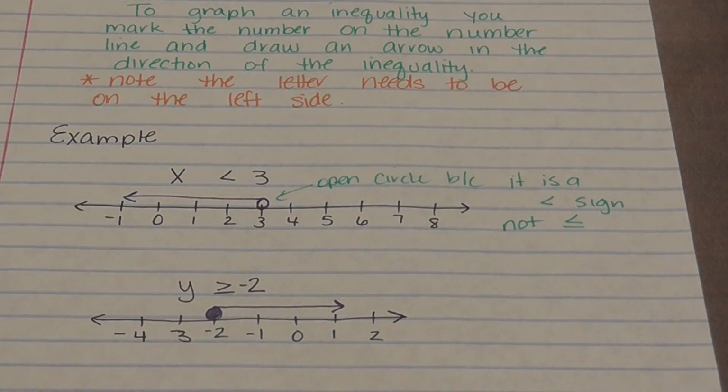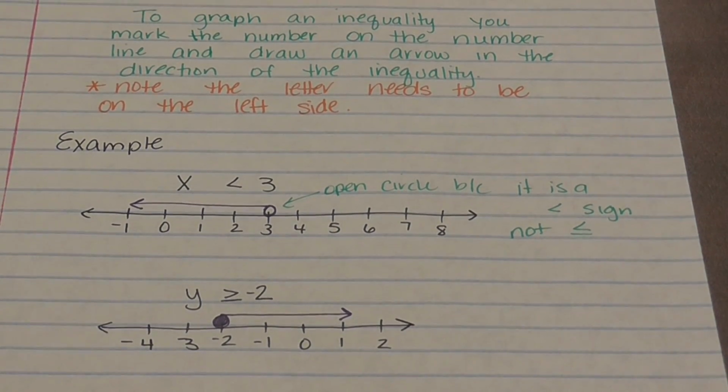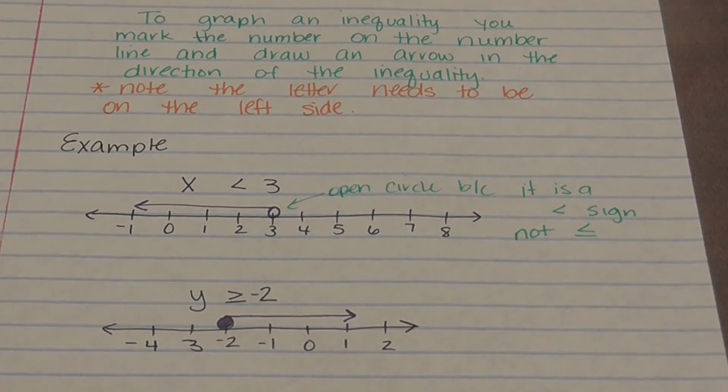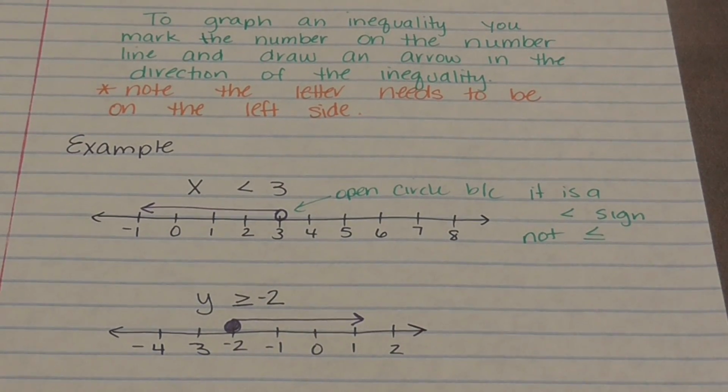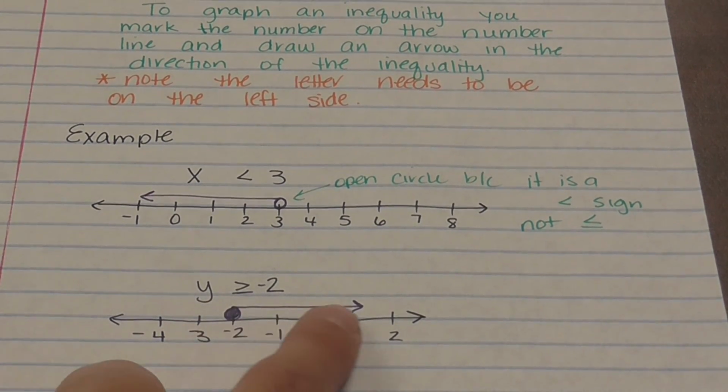So, for example, something that is a greater than or equal to: I find the negative 2 on my number line, because it's y is greater than or equal to negative 2, and I draw an arrow in the direction of my inequality, which is to the right.